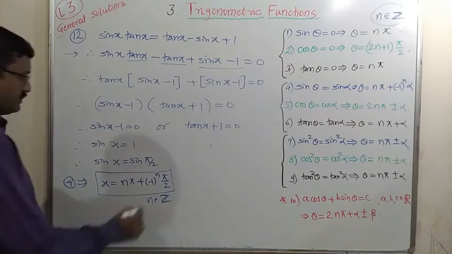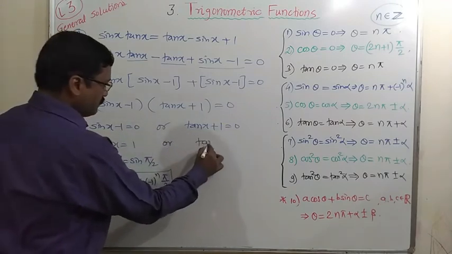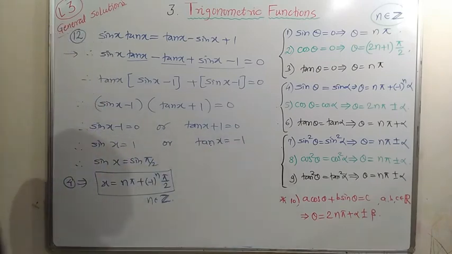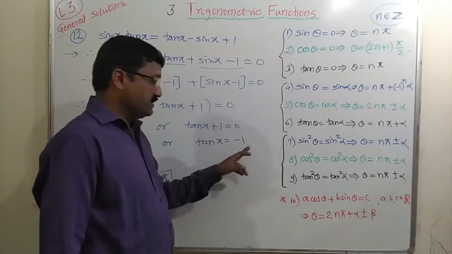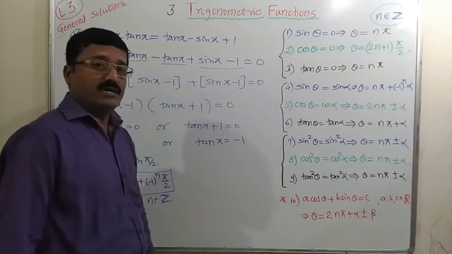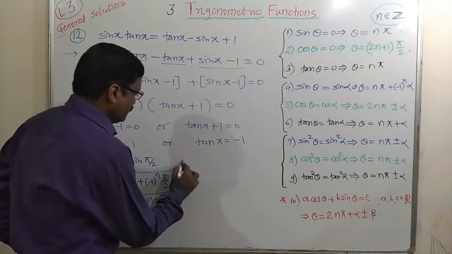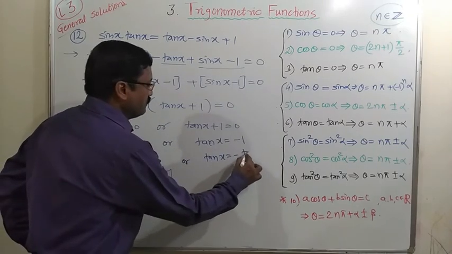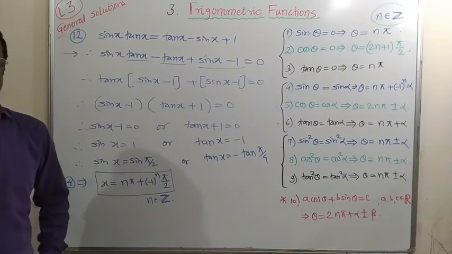Let us move towards the second part. Here tan x plus 1 equal to 0 implies tan x equal to minus 1. For which angle is tan 1? Obviously it is for pi by 4. Therefore we get here tan x equal to minus of tan pi by 4. Here tan pi by 4 is equal to 1.